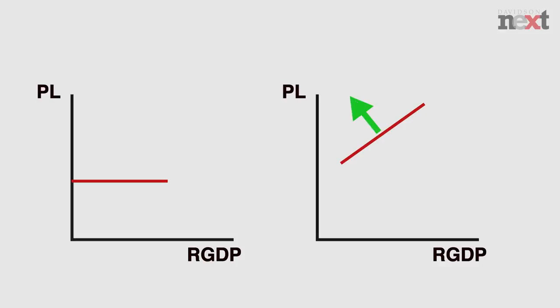Now, when we look at a graph, this curve here, we can have shifts of the curve. The curve can shift to the left, which would be a decrease in aggregate supply, or we can have a shift to the right, which would be an increase in aggregate supply.